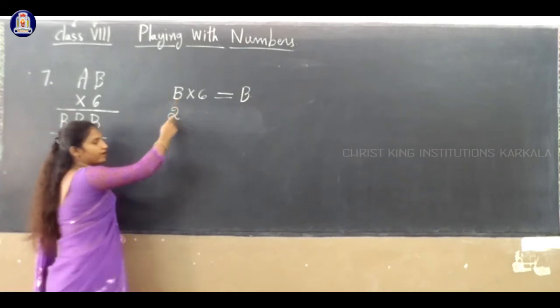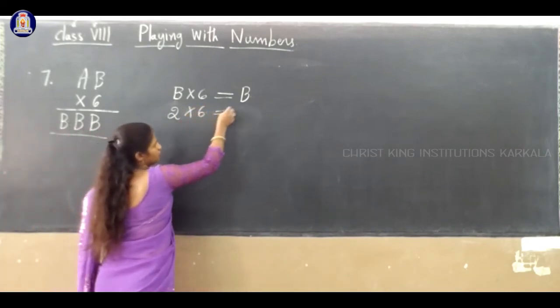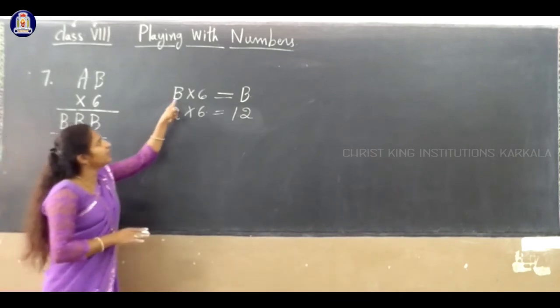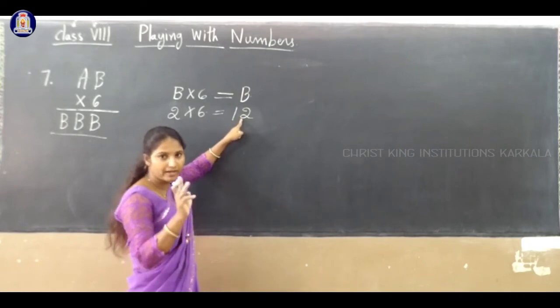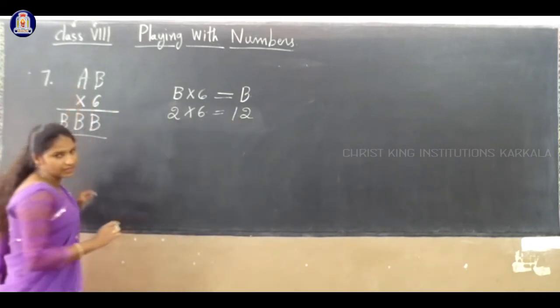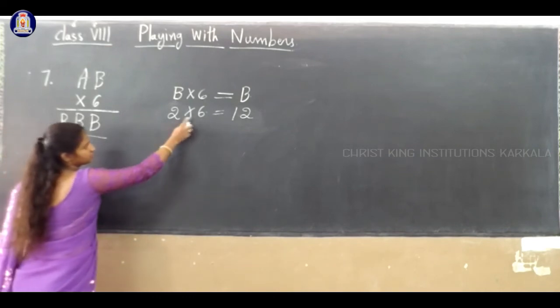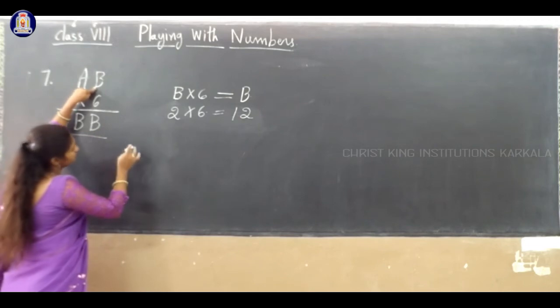If you consider B value is 2, 2 into 6, 2 6s are 12. So this value is correct. Why? Because B answer 2, then here also B answer we got 2. But the remaining 1 you have to add in the next step. Clear? That also you have to check. Now 6 2s are 12. So the value of B we consider 2.